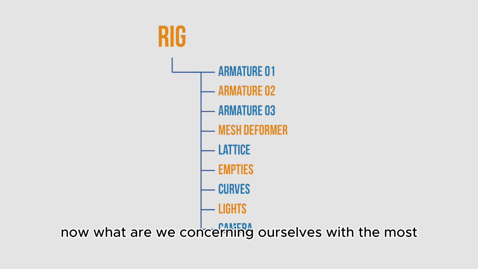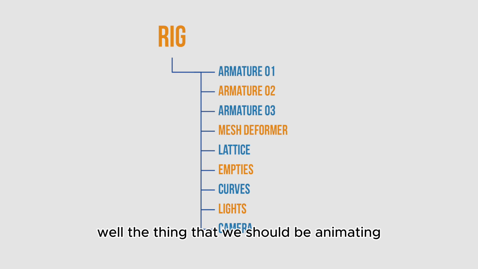Now, what are we concerning ourselves with the most in this course? Well, the thing that we should be animating, the armature. Say it with me, the armature. Now, why are we using an armature? Well, maybe I'll explain how I think about how everything works inside Blender first, and then it will make perfect sense. I think of it like this.